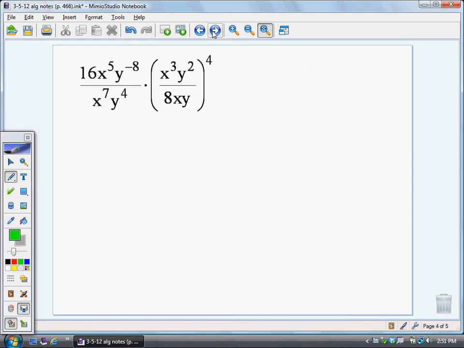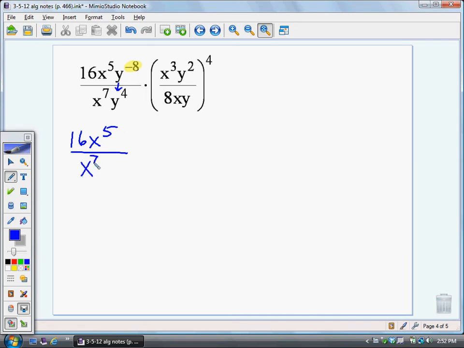Hey, on this one, I'm going to simplify things a little bit first. Here's the negative exponent right there. That negative exponent means that this y base is going to come down here. So one thing that I would do is make it 16x to the fifth, and the y to the negative eighth is going to go in the denominator.